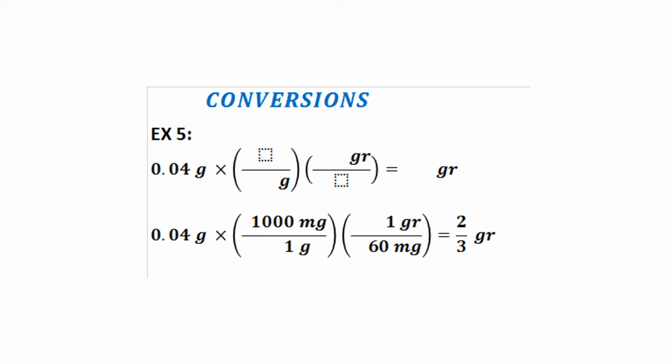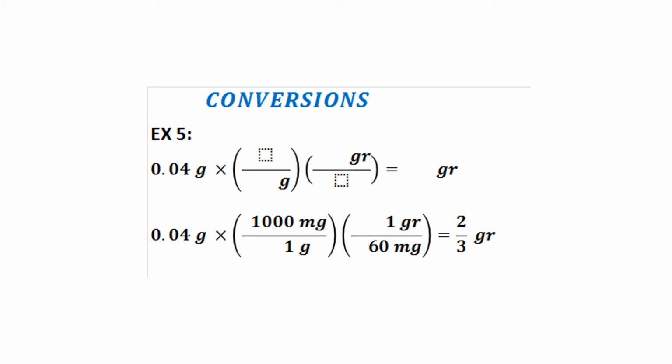In this example, we'll convert grams into grains. So grain goes on top, gram goes on bottom, and we don't know the relationship. So we'll do a double conversion. So we'll put a milligram in between, and so on the left, the conversion factor is 1,000 milligrams is 1 gram, and on the right, 1 grain is 60 milligrams, and we got 0.04 times 1,000 divided by 60. I left out the ones.